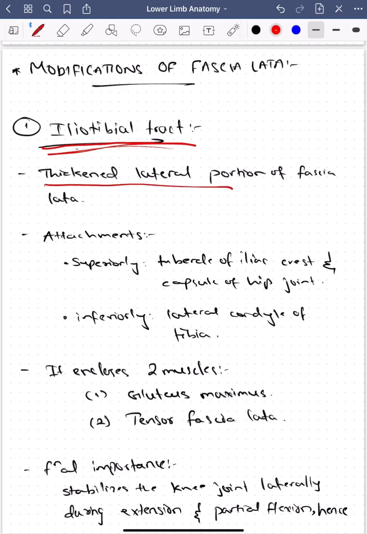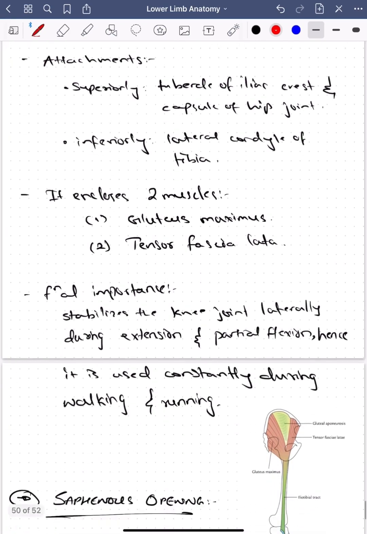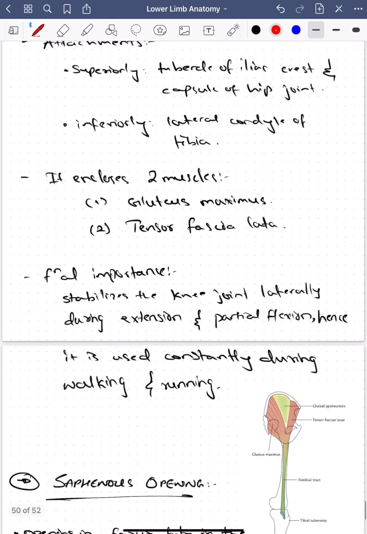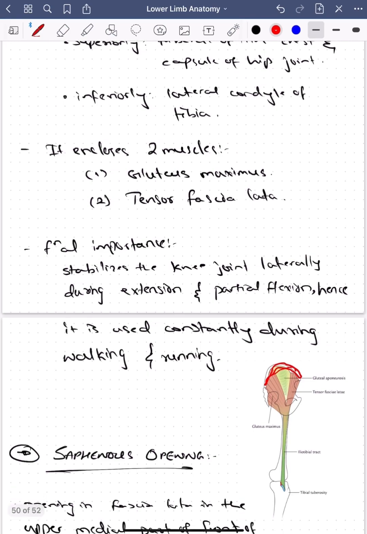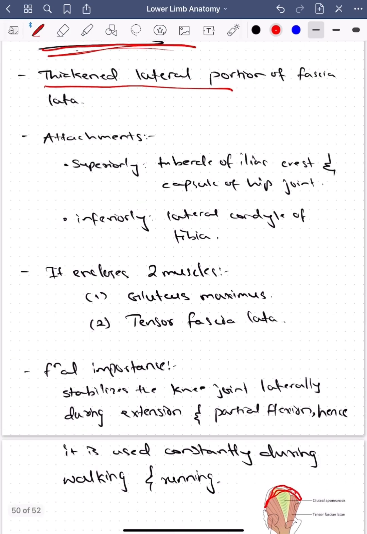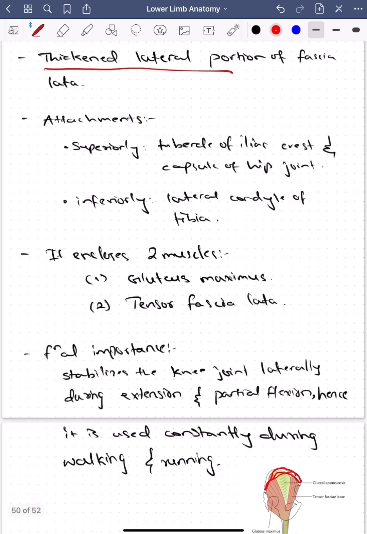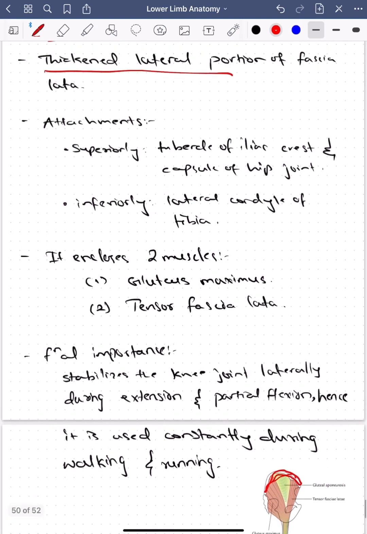Its attachment, if you see this diagram here, is superiorly to the iliac crest and the capsule of the hip joint, and inferiorly it is attached to the lateral condyle of the tibia. So the iliotibial tract is a thickened lateral portion of the fascia lata, and its attachments are the iliac crest and the lateral condyle of the tibia.